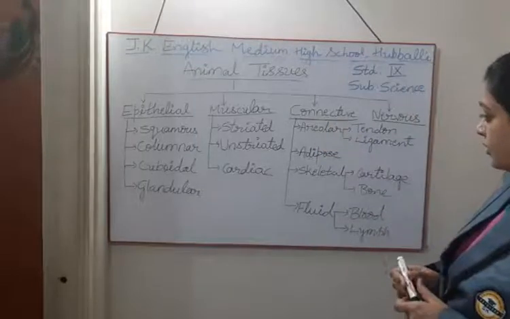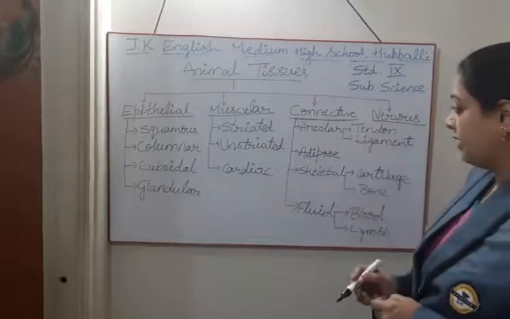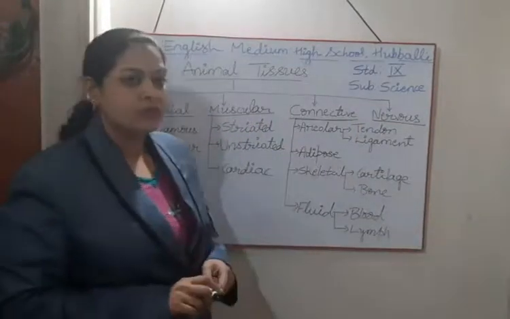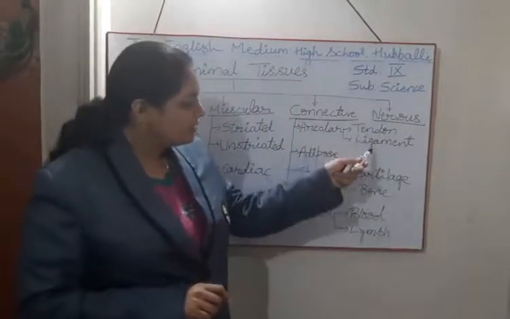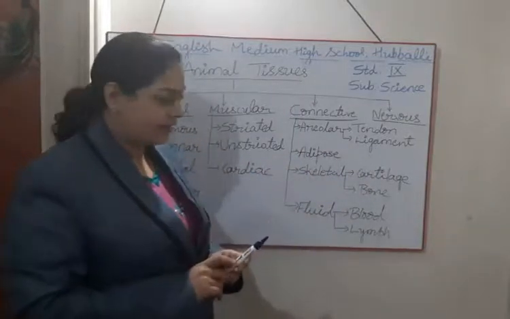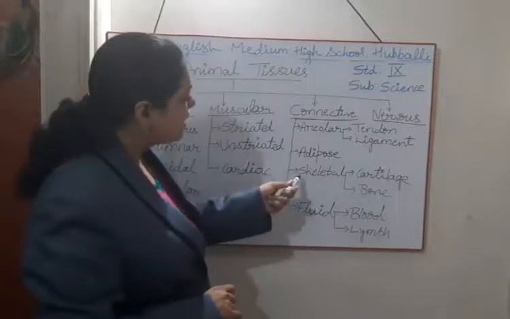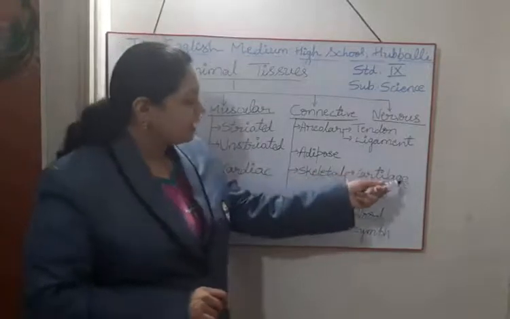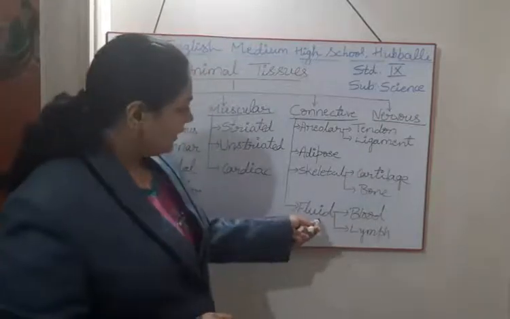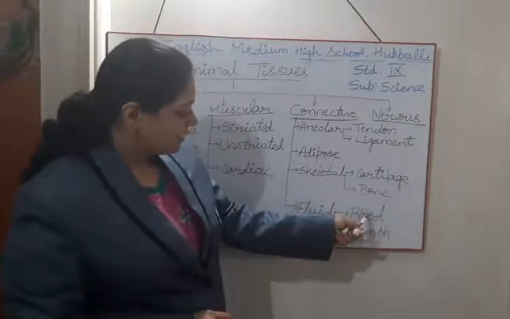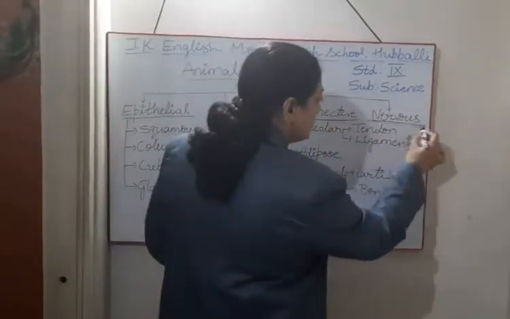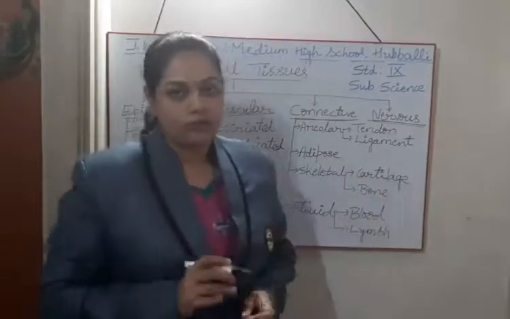Connective tissue. See, again it is quite complicated compared to all these. The first one is areolar tissue. In this you find tendons and ligaments. Adipose tissue, only one type, fat cells are present. Skeletal tissue with the cartilage and the bone. Fluid connective tissue which carries blood and lymph. If you take our nervous tissue, it is having the neuron.